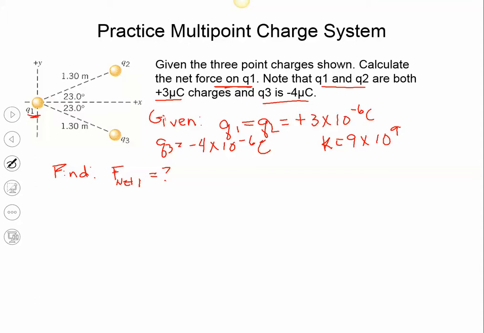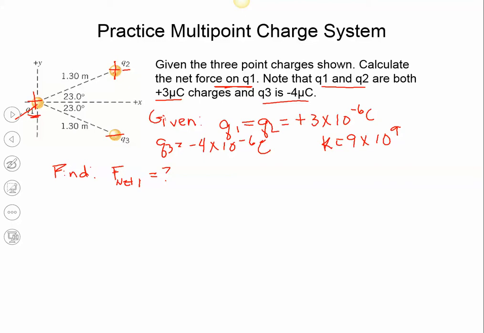So I want to think about this for a second. Q2 is positive, Q1 is positive, Q3 is negative. So that means that Q2 will exert a force on Q1 that's repulsive. It'll be in this direction here. Oopsie. I'm running to the edge of my screen. I apologize. So I'm going to draw it up here. It's going to go this way, right? And so using a little bit of geometry here, if this is 23 degrees, then this angle is also 23 degrees, so that you know what you're doing.